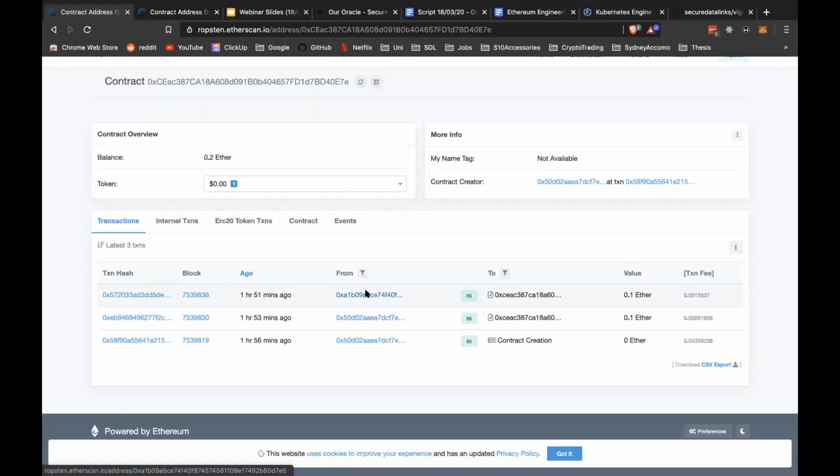If all goes to plan, we should hopefully see the transactions pop up at some point on Etherscan itself. Depending on the oracle response time and the gas used, this can take a few minutes. So I might go back to the presentation and we can come back once this is executed.